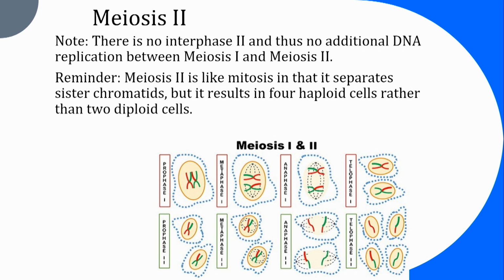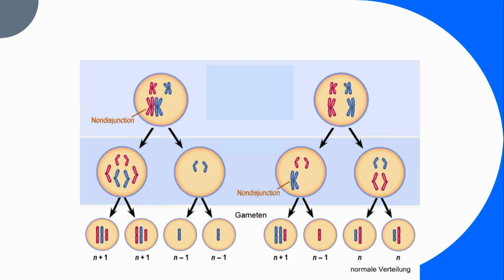So what's happening here. In meiosis 2, again, remember that there is no interphase between meiosis 1 and meiosis 2. Also a reminder here that meiosis 2 is like mitosis in that it separates sister chromatids, but it results in 4 haploid cells rather than 2 diploid cells. So there's some similarities and some differences here.